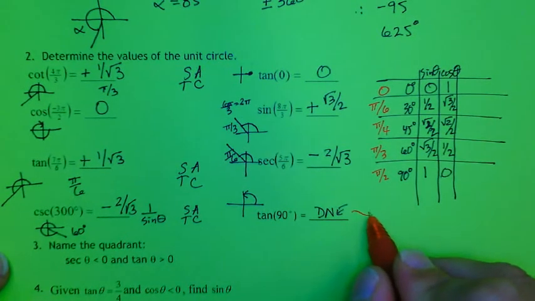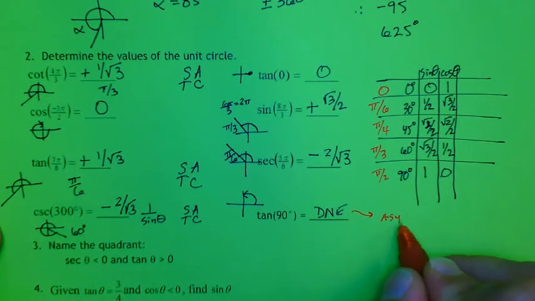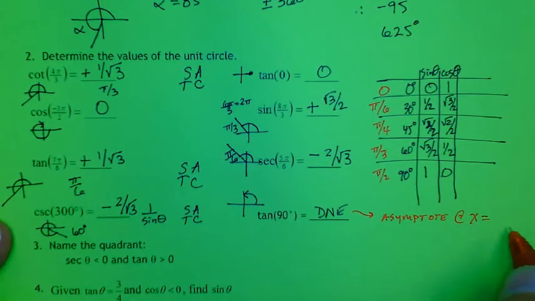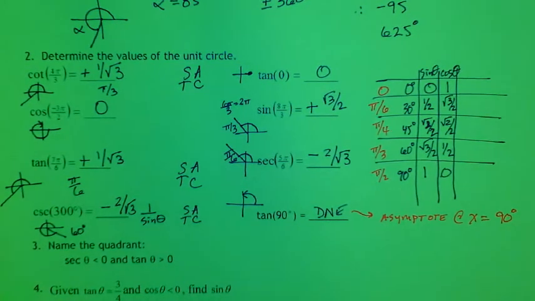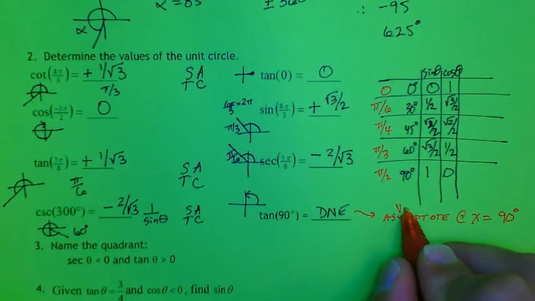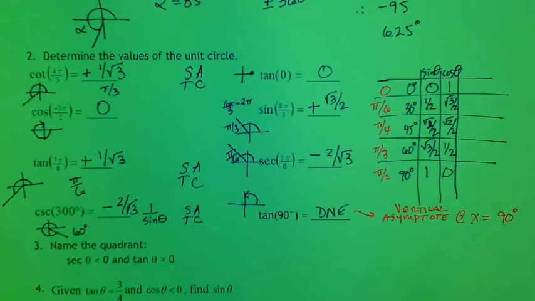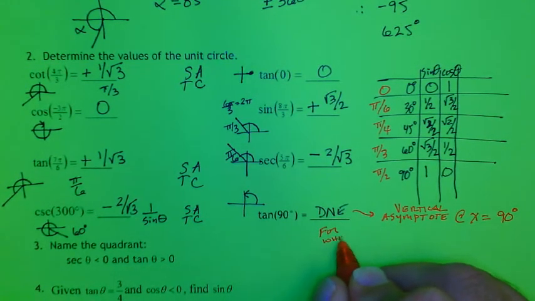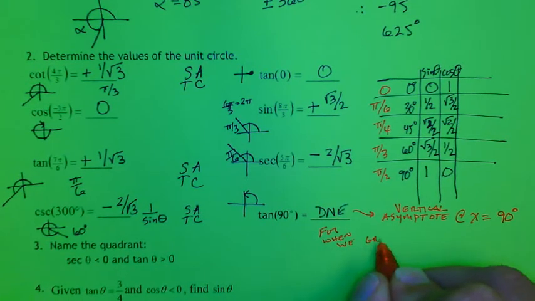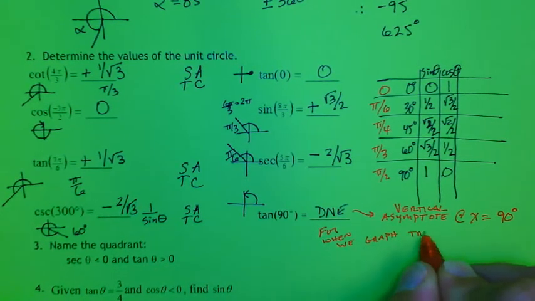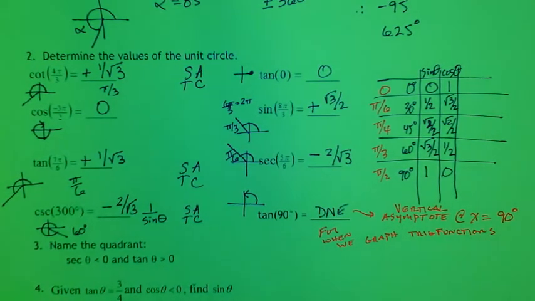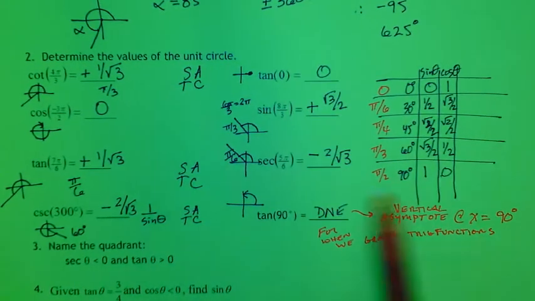Okay. Later on, when we get to the graphs, we will say that we have an asymptote at x equals 90 degrees. And specifically, we will have a vertical asymptote at x equals 90 degrees. But that's going to be for later, when we graph trig functions. When we graph our trig functions, we're going to have that information. Very, very important that we can do these things.